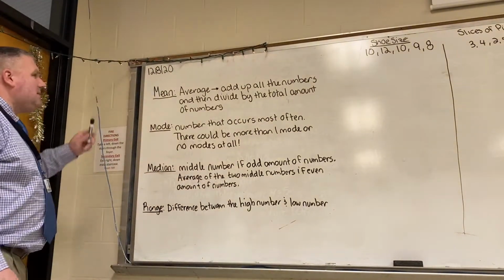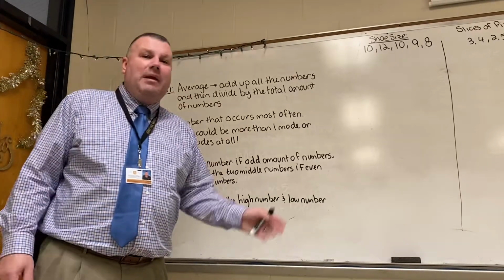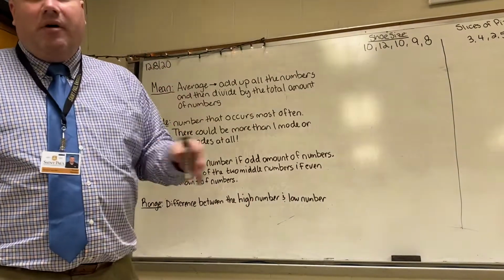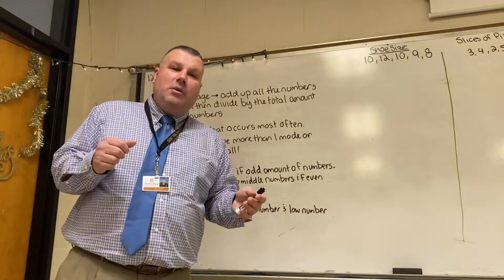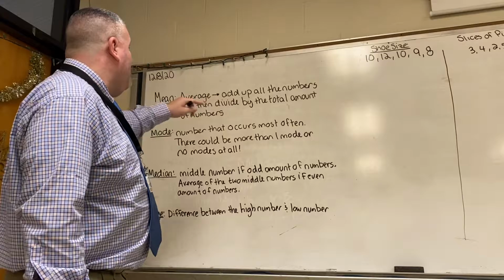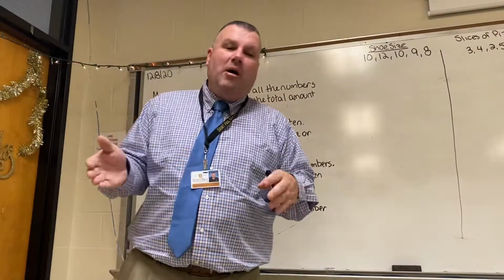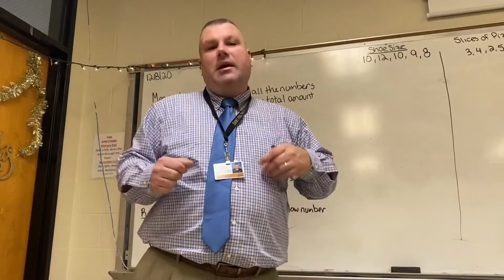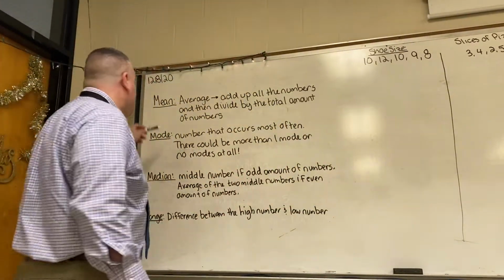So, the mean is the average, statistical average. I think everybody's familiar with this. You add up all the numbers you have, and then you divide by the total amount of numbers. So, if you had 5 numbers, you would add them all up and then divide by 5. If you had 6 numbers, you would add them all up and divide by 6. Okay, so that is your mean.